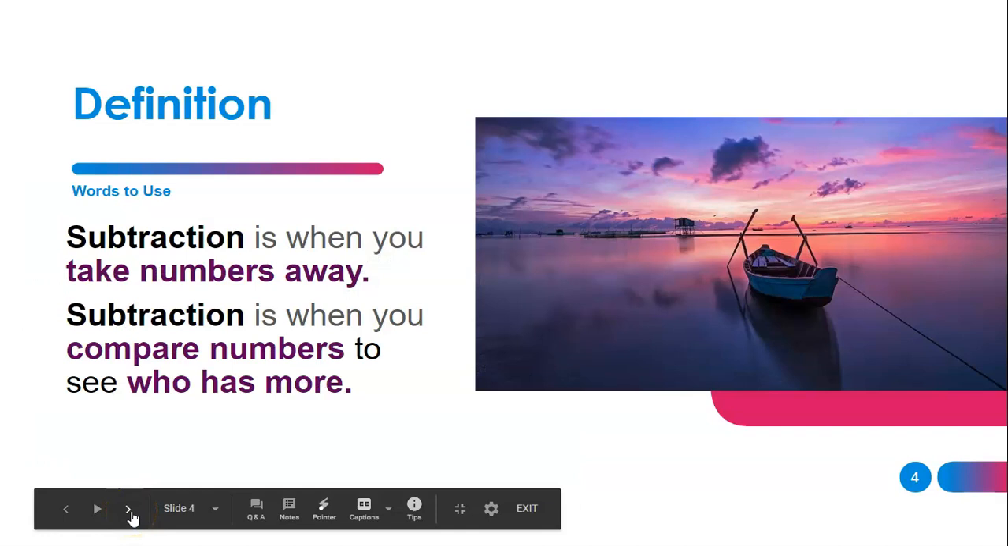So, subtraction is when you take numbers away. Subtraction is also when you compare numbers to see who has more. So not only can you take numbers away, you can also do a comparison to see who has more.